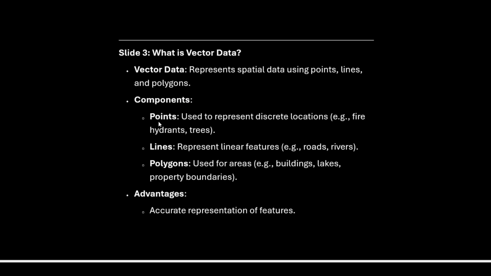And so there's two ways to represent those features. There's two data models when we represent something from the real world into GIS. And those two models are vector data and raster data.